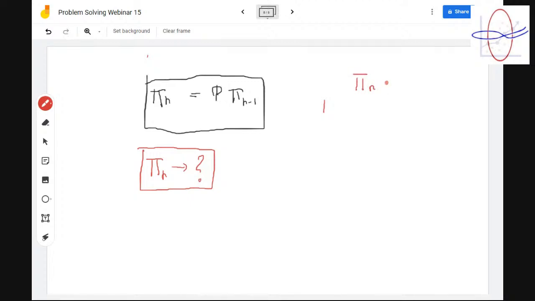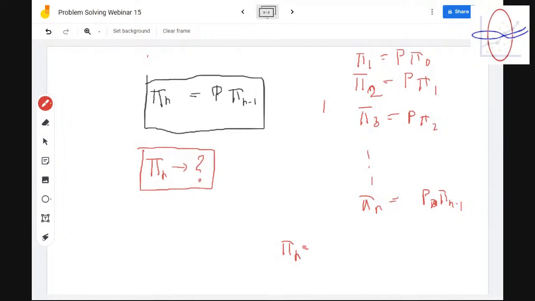So pi 2 is equal to what? Pi 1. Initially that was there. Pi 1 is equal to P pi 0. Pi 3 is equal to P pi 2. Continuing, pi n is equal to P pi n minus 1. Can you write down pi n in terms of P and pi 0? Pi n is the probability vector, the probabilities of Xn, the nth random variable, at the nth time point. So it's equal to what? Can someone tell me?